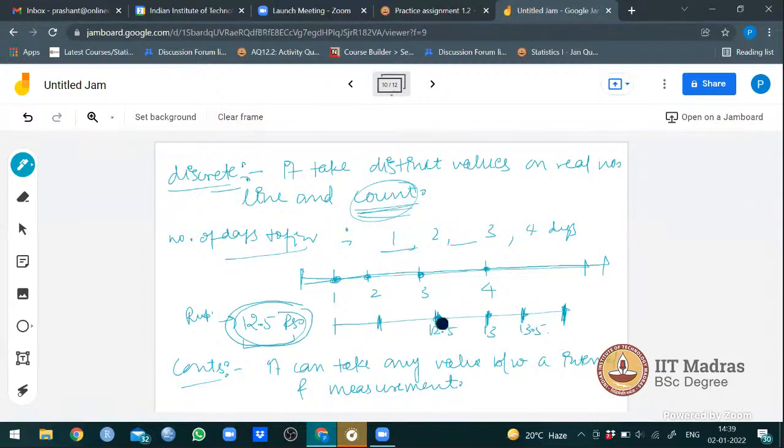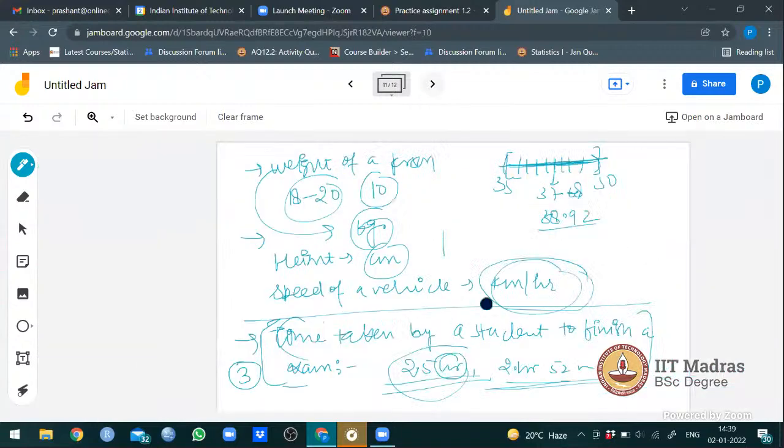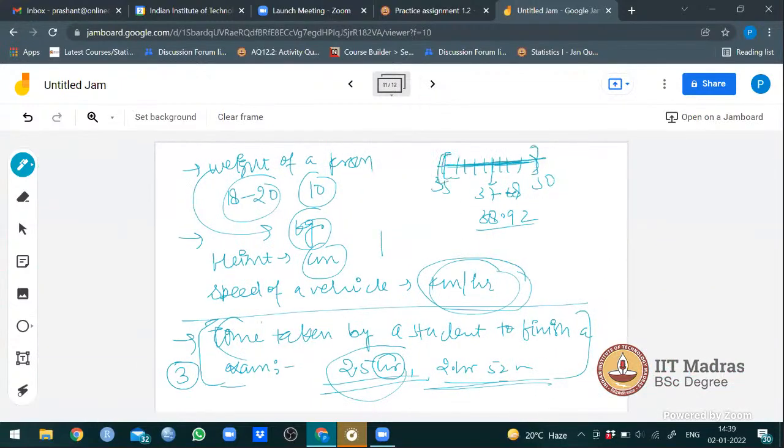And it can take distinct values on the real number line, so it will be discrete in that case. And continuous is one in which, in an interval, it can take any value, and measurement is involved there, which we can't count. Like you cannot count an amount of rice, but in kg you can measure it.